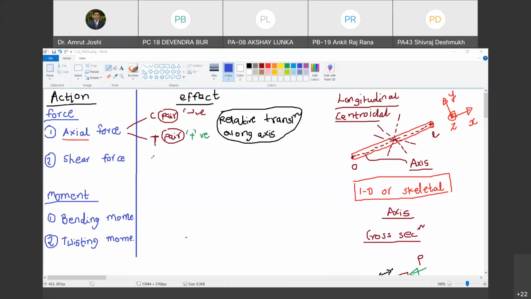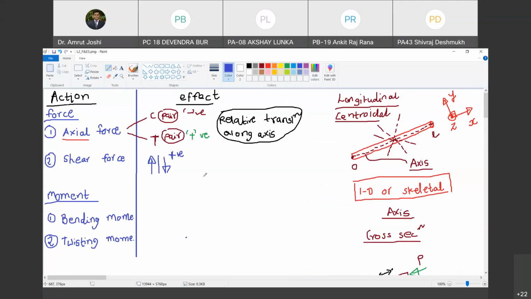So we have defined what shear force is. Let us also define its sign convention. A pair of shear forces seen in this fashion, we treat as positive. So upward on the left-hand side of the section and downward on the right-hand side of the section will be treated as positive. Happy? Yes.